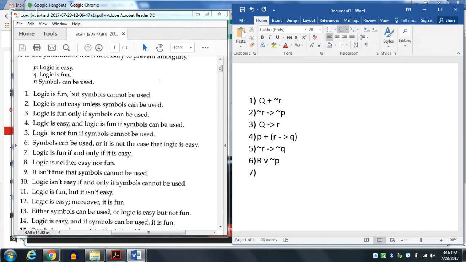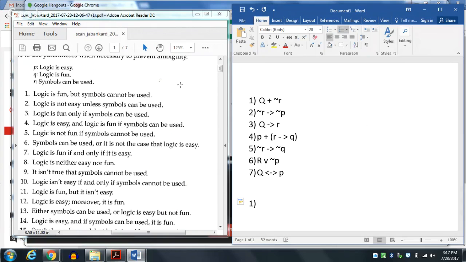Number 7, logic is fun if and only if it is easy. So logic is fun if and only if logic is easy, P. If and only if goes both directions there. So hopefully this is helpful as we take language and we turn it into symbols.